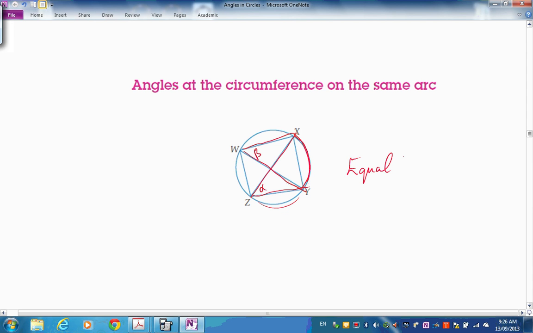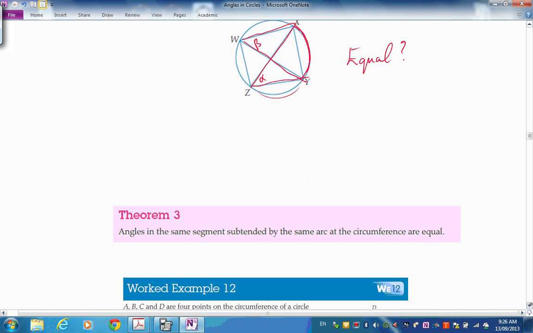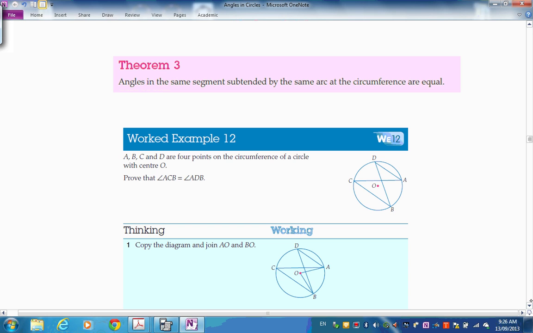What do you reckon? There's a conjecture. There's a hypothesis. Guess what? We're going to try and prove it. Okay, so here's the next theorem. Angles in the same segment subtended by the same arc at the circumference are equal. We don't have to put all of that. We can say angles subtended by the same arc are equal, but you must remember they've got to be on the same side of that arc.